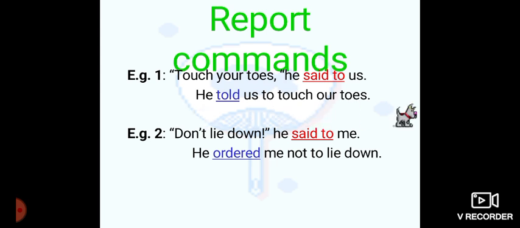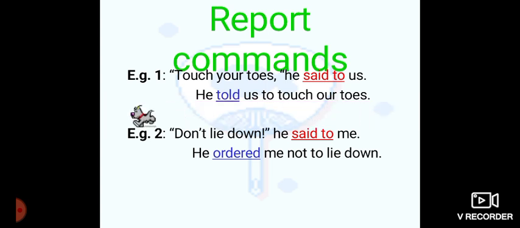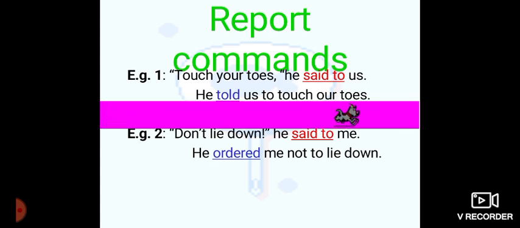He told us to. Here we want to use the conjunction to. So, he told us to touch our toes. Your changes into our, so our toes. What is the direct speech? Touch your toes, he said to us. So what is the indirect? He told us to touch our toes.